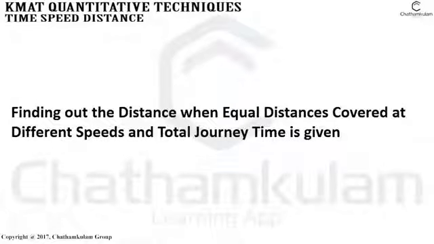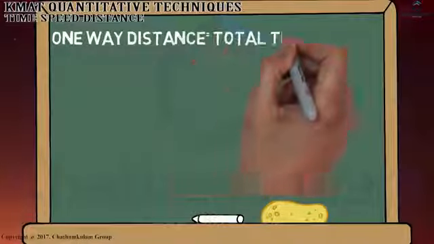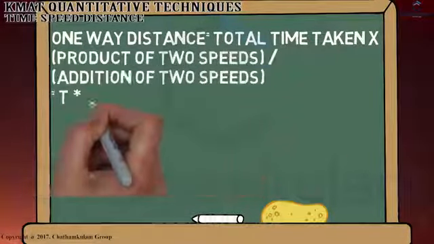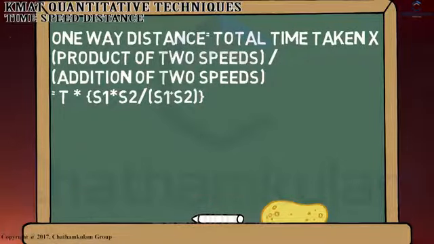Our next topic is finding out the distance when equal distance is covered at different speeds and the total journey time is given. So the first theorem says that a person goes to a destination at a speed of s1 km per hour and returns to his place at a speed of s2 km per hour. If it takes t hours, then one-way distance is equal to total time taken into product of two speeds divided by addition of two speeds. So that is equal to t into s1 into s2 divided by s1 plus s2.